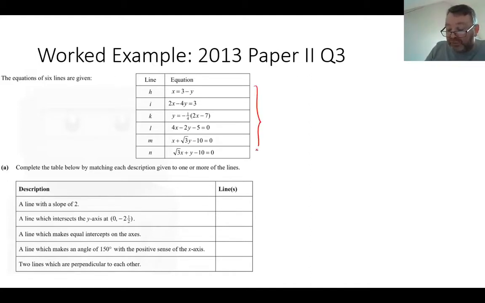My advice would be that you would take all of them and put them all into the form y equals mx plus c, because then at least you will know their slopes and where they cut the y-axis. So take them all and manipulate them. If any have fractions, get rid of the fractions before you manipulate. See how you get on with that question, and I'll come back to you with the answer in the next video.